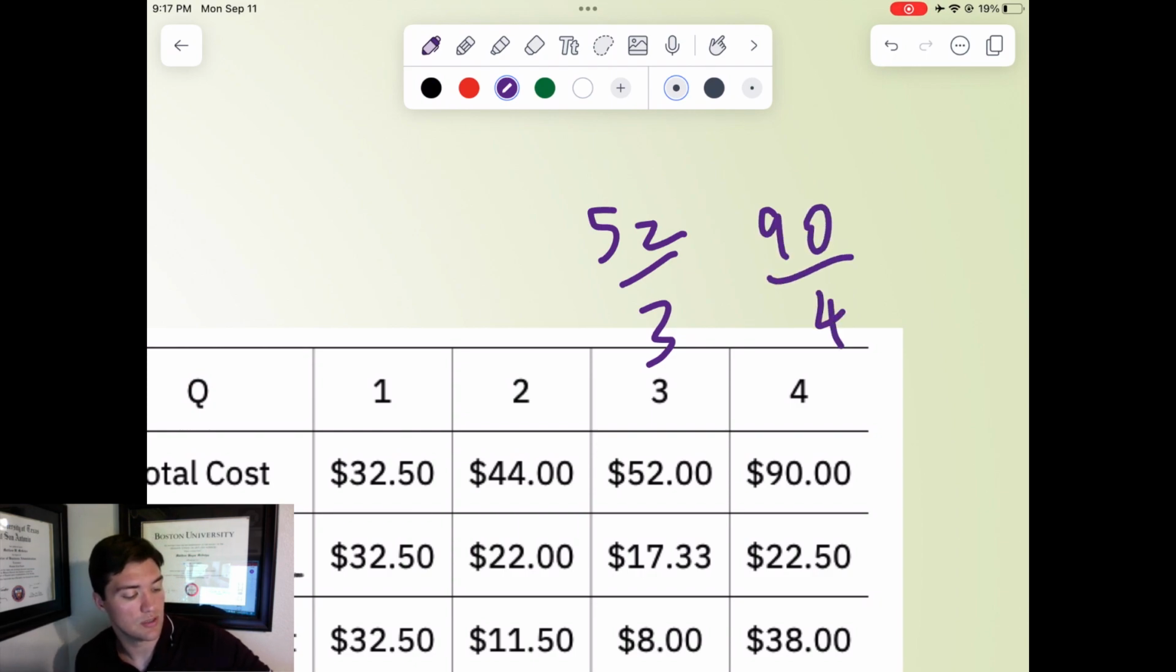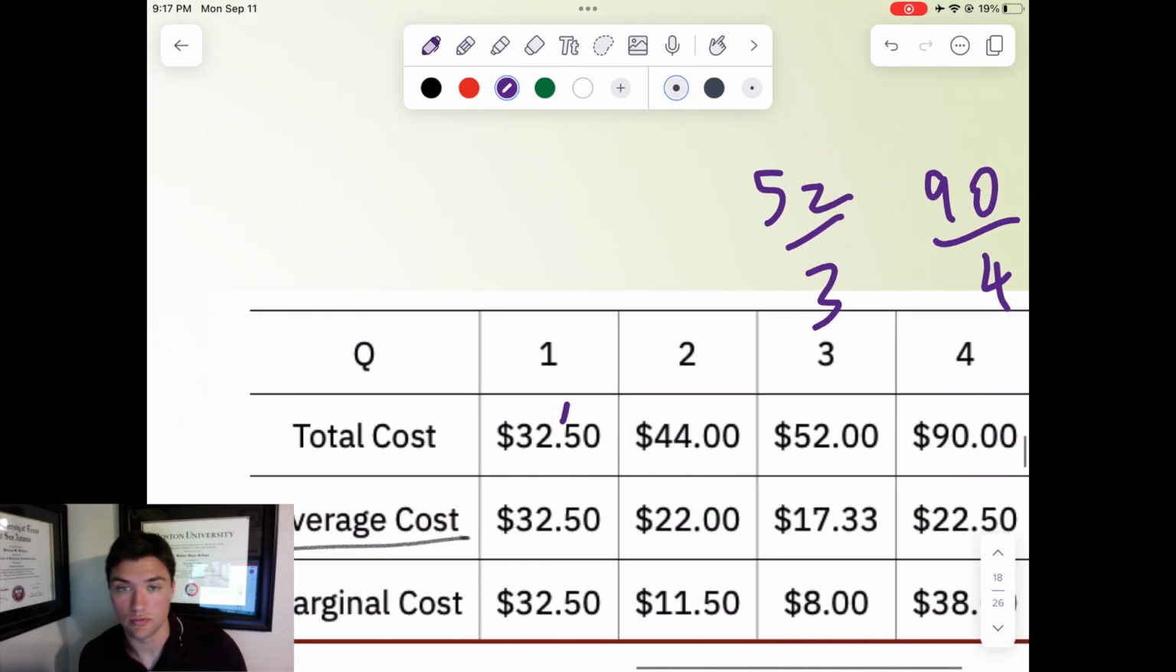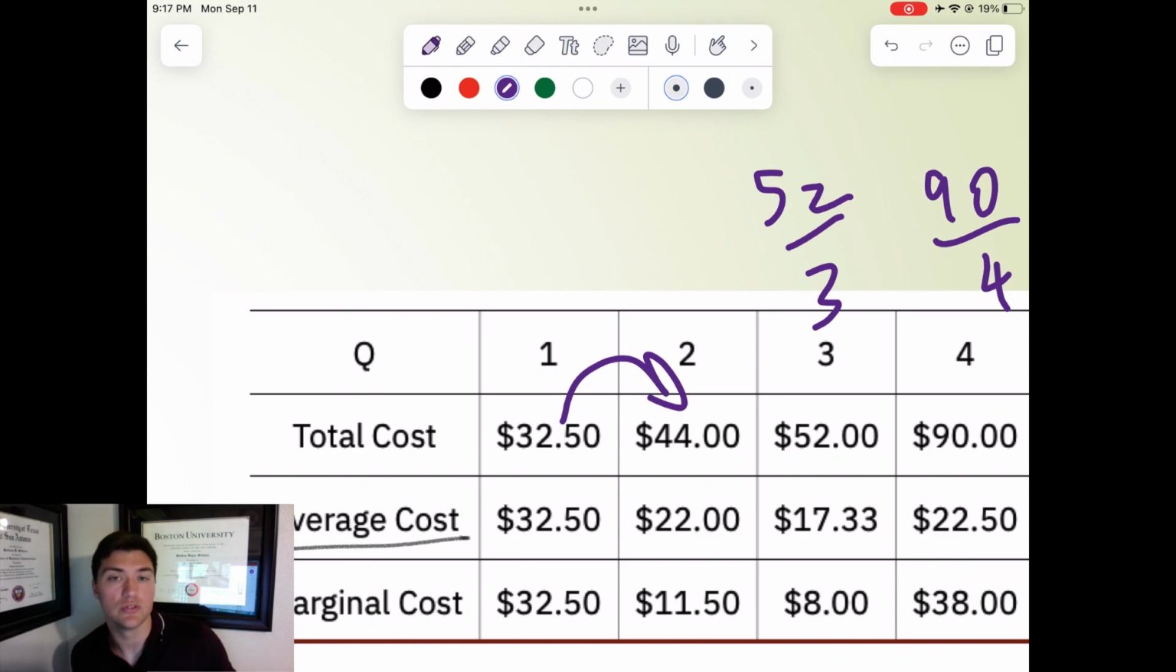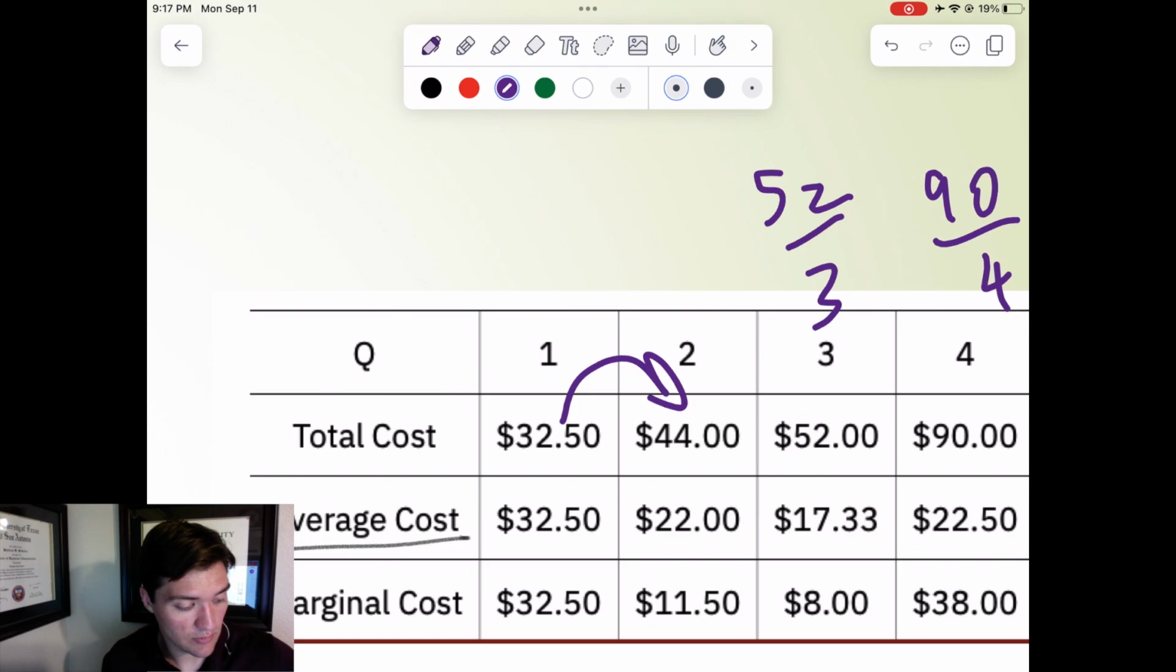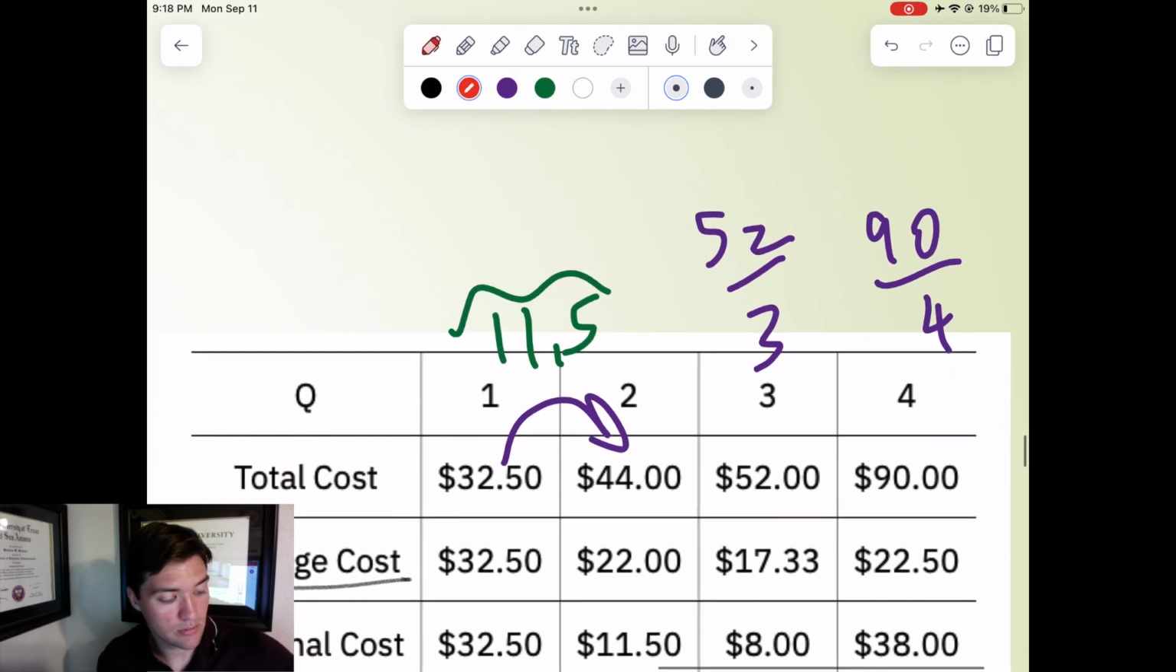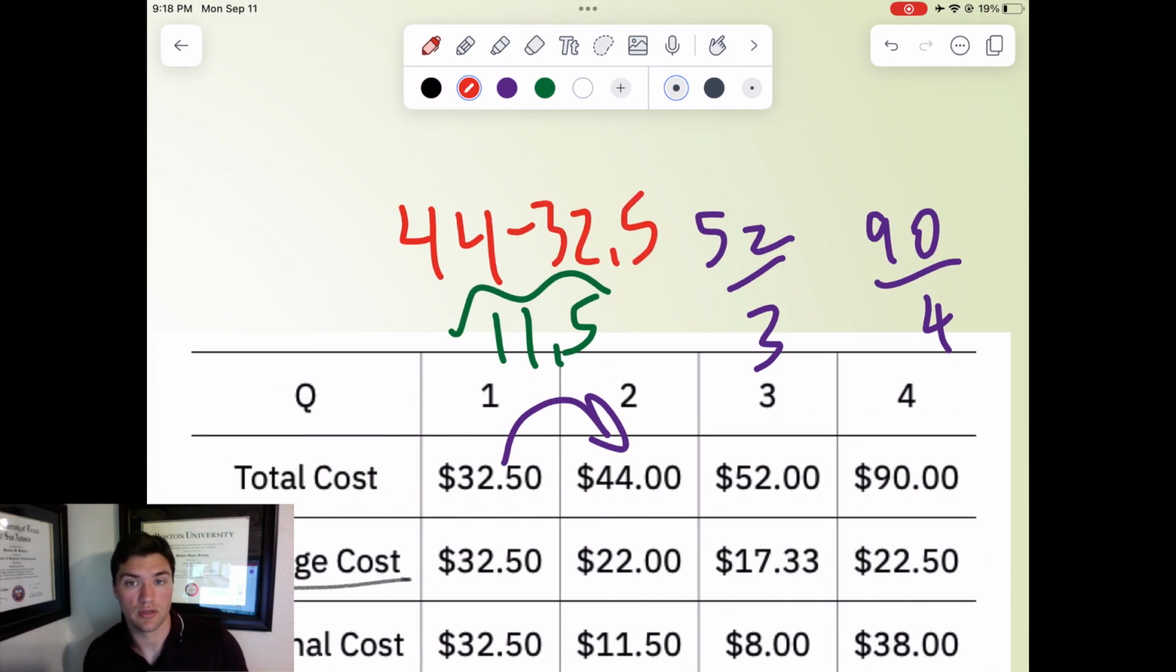Marginal cost is going to be looking at the change. So going from 32.5 to 44, that is a change of 11.5. All they did there was 44 minus 32.5. So to make that extra quantity, to make that second one, not total 2, because if you were to make total 2, it'd be 44. But to make the second one costs you 11.50.